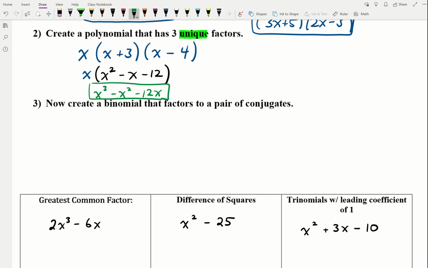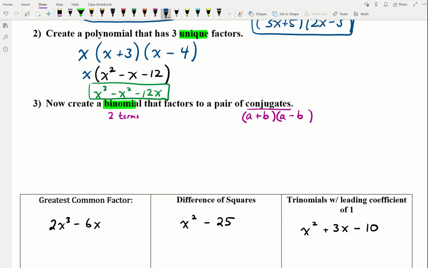All right, number 3. It says now create a binomial. So think about what it means to be a binomial. A binomial is 2 terms. So we need an expression that contains 2 terms that's going to factor into a pair of conjugates. Now, remember, conjugates are where you have everything the same except the signs in the middle are different. So we talk about a plus b, a minus b. That's what conjugates look like.